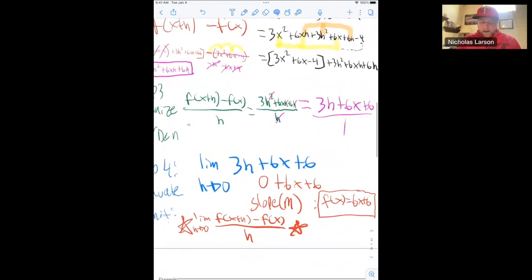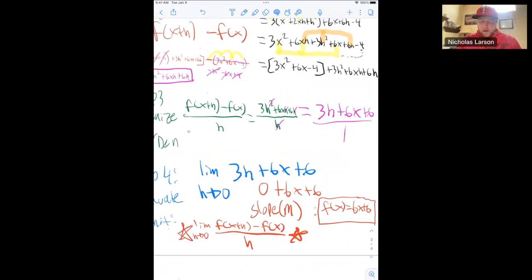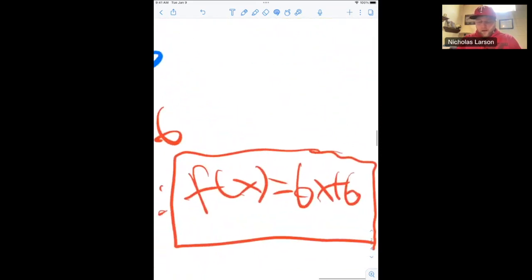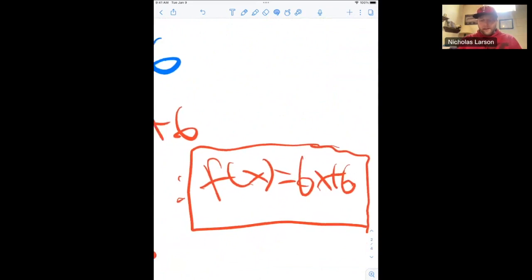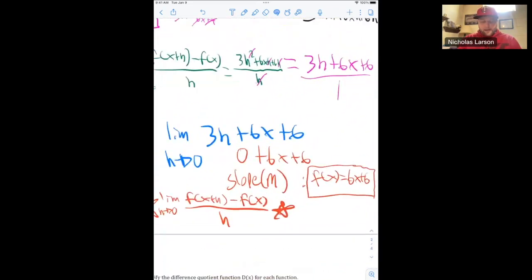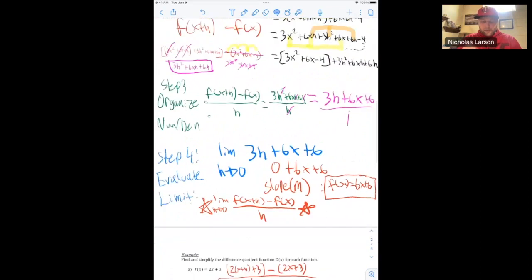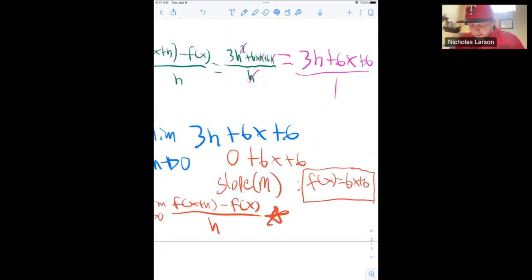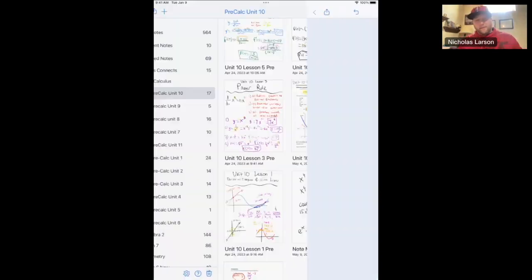Every time I see an h, I'm going to plug in a 0. 0 plus 6x plus 6. So my slope or my difference quotient is going to be 6x plus 6. So again, the limit as h approaches 0, all this stuff is going to end up giving me 6x plus 6.